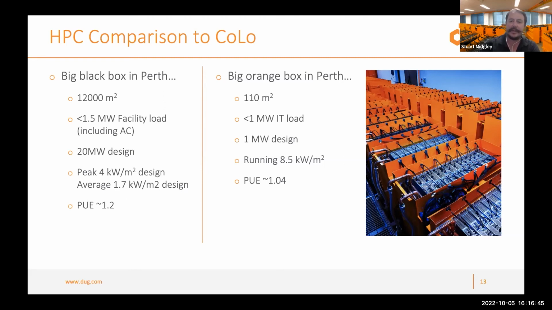If you look at our facility in Perth, which is the orange facility you can see there, we're 110 square meters as opposed to 12,000. We have just under a megawatt of IT load. We've designed for a megawatt. We're running at 8.5 kilowatts per square meter of actual current energy usage, and we're doing it at a PUE of 1.04. So that's quite a big difference. A lot less floor space, and roughly the same amount of energy, but at a much higher density. And so if you want to compare high performance computing to everyone else, that's a good place to start: energy density.